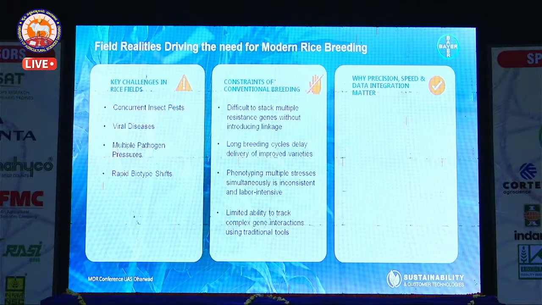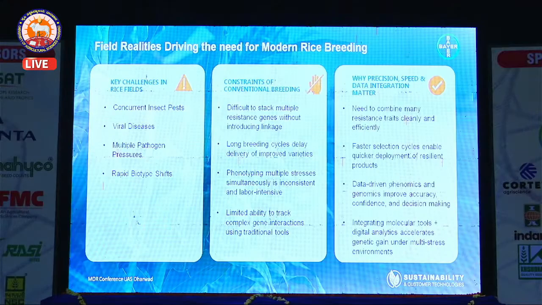Now, why does precision breeding and data integration matter? Because we need to combine many resistance traits cleanly and efficiently. Faster selection cycles enable quicker deployment of resilient products. In addition, data-driven phenomics and genomics improve accuracy, confidence, and decision making. And integrating molecular tools with digital analytics accelerates genetic gain under multi-stress environments.